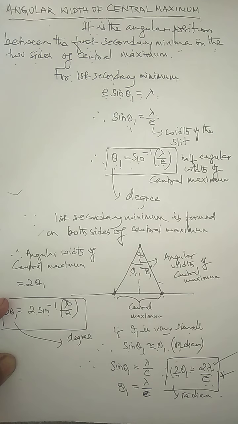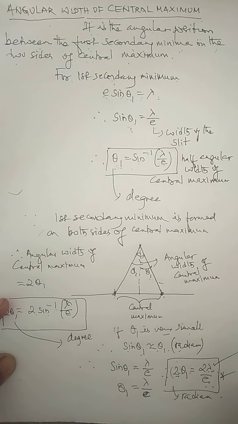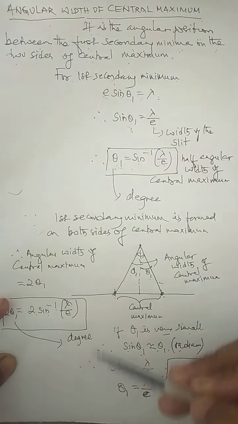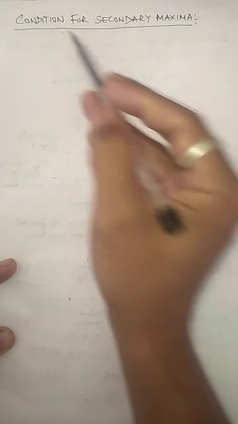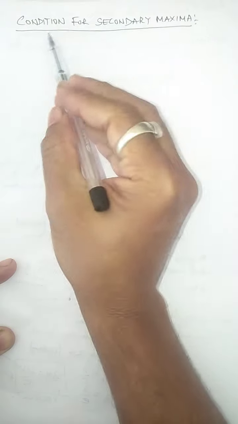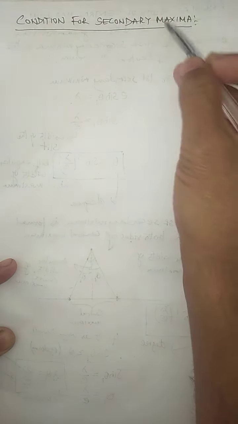Now the next thing that we measure here is the condition for secondary maxima. See, we discussed the condition for secondary minima. After that, from there we measured the angular width of central maximum. Now we do the condition for secondary maxima. To make the expression for the condition for secondary maxima, maxima means bright fringes.